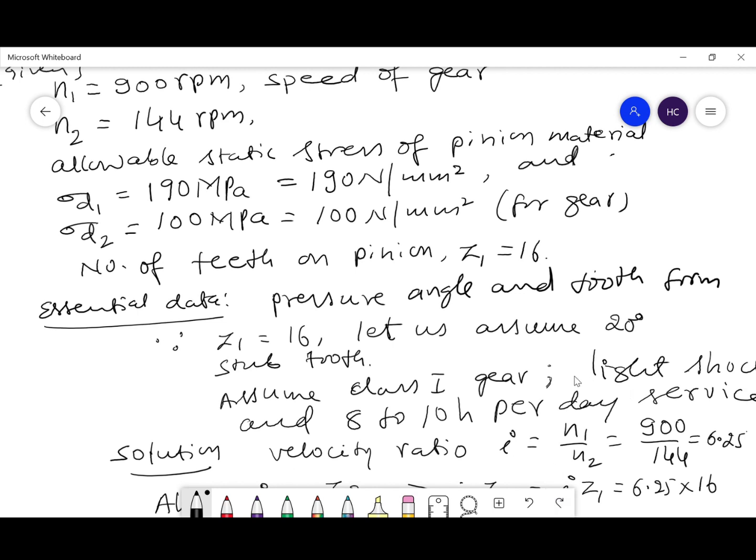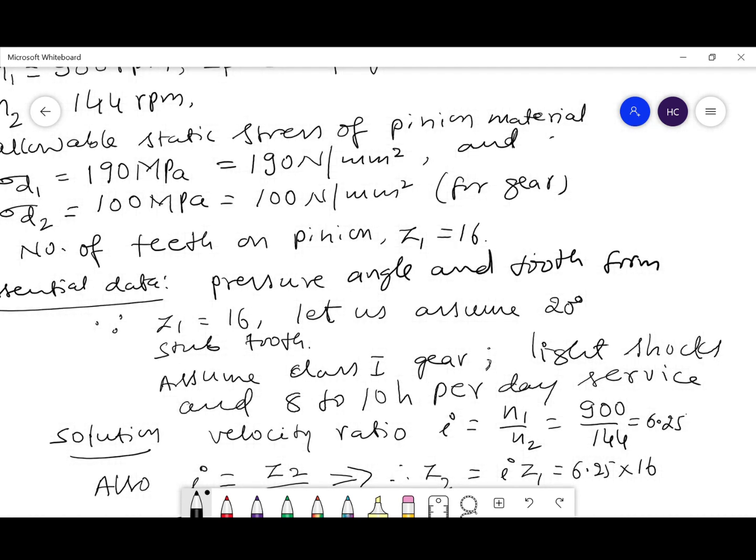So class of gears is also not given. Let us assume class 1 gears. The condition and the type of load is also not given. So let us assume light shocks and 8 to 10 hour per day service.